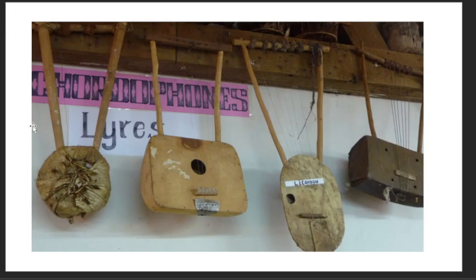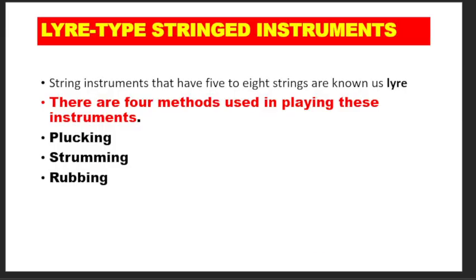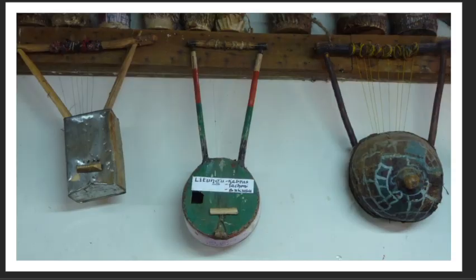We have iritungu among others. We say string instruments that have 5 to 8 strings are known as lyres. There are 4 methods, but I have decided to put 3. These are the methods that we use to play the lyres: plucking, strumming, and rubbing. These are a few of the methods. See, here is another one from the Kabras and so on, the tungu.